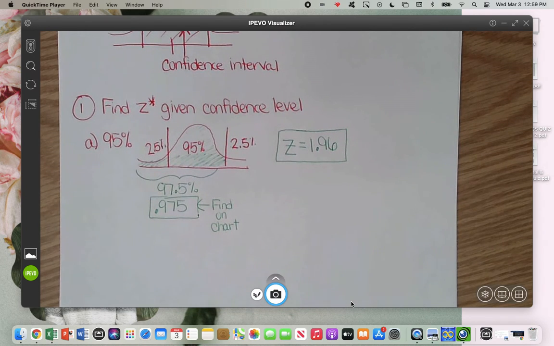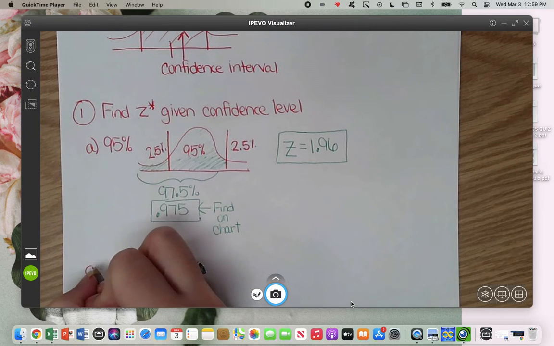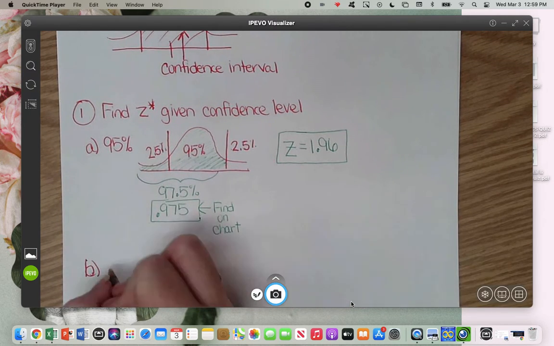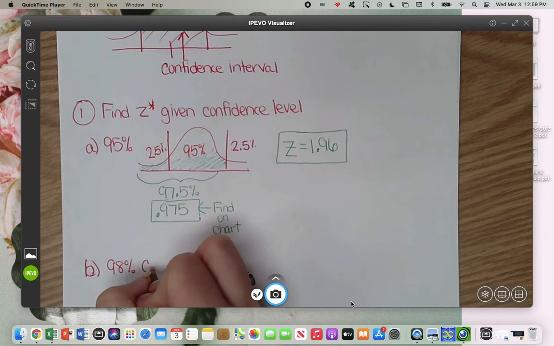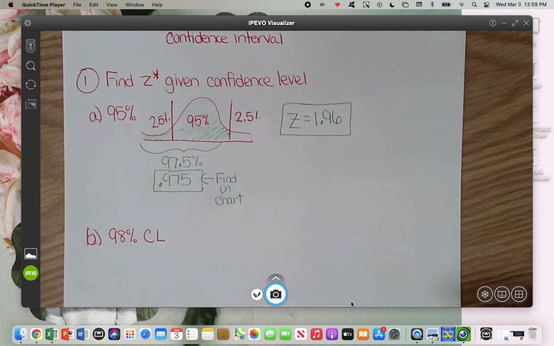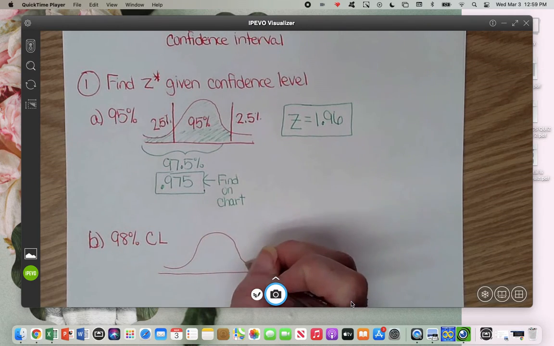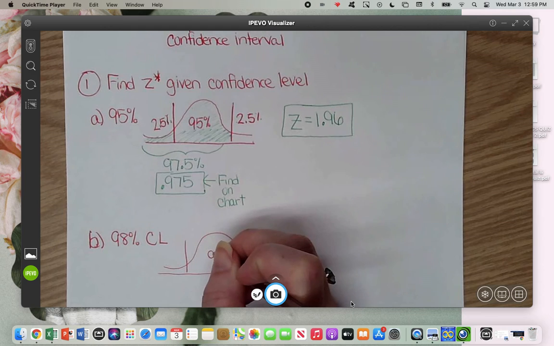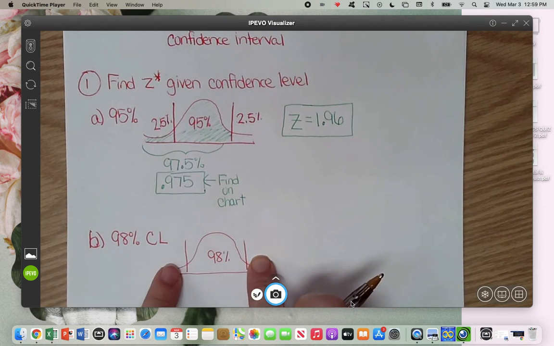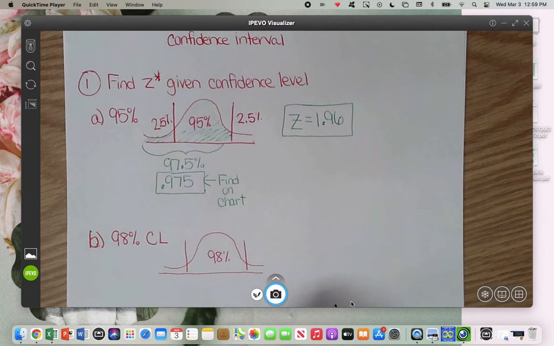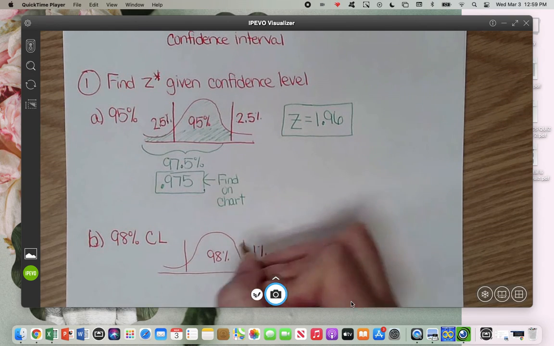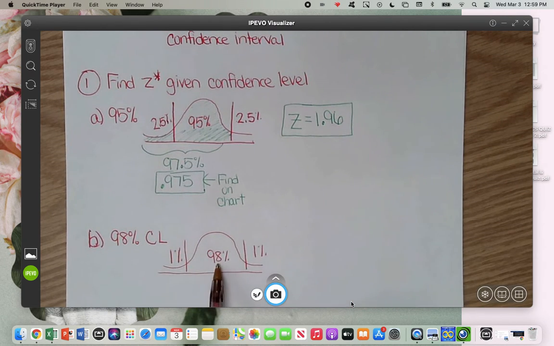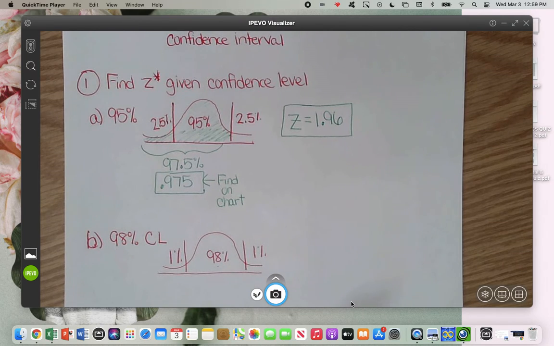All right, so let's try another one. This time let's go 98. No, A, B. Need to know my letters. All right, 98% confidence level. So what that's telling me is that whatever my data is, my lower bound and my upper bound are 98% of the data. So my tails then have to complete the 100. We know 98 plus 2 is 100. So if I cut my 2% in half, that means that each tail is 1%. So I would take 98 from 100, that gives me 2, divide that by 2, gives each tail 1 percent.